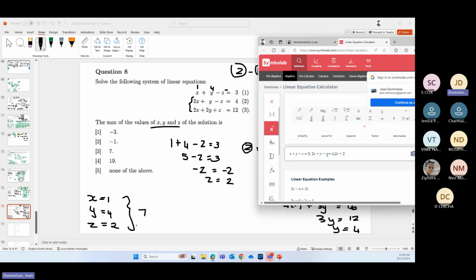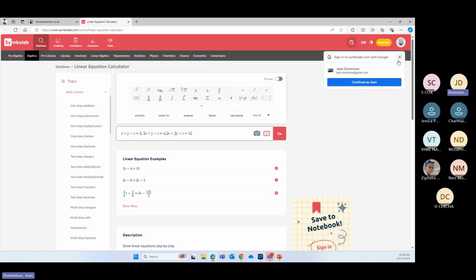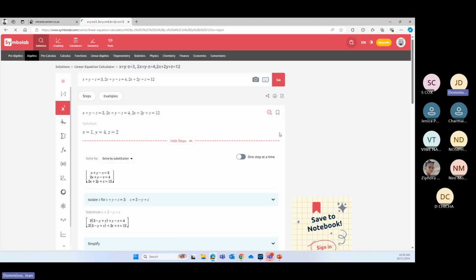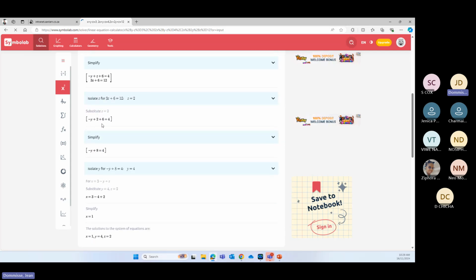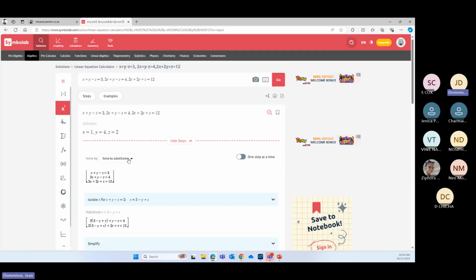2x plus 2y plus z equal to 12. So remember, I don't think you guys are allowed to use it in the exam, but you are allowed to while you are testing it and working out. So there you have it, also solutions 1, 4, and 2. If you added it together, you would have gotten 7. But again, it's just nice to see all the steps of how they also got to it.